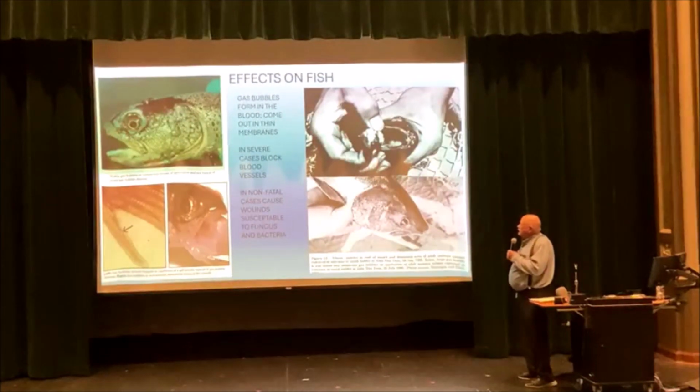These are some of the symptoms that you see on juvenile fish, the gas bubbles in the gill rays. Over here, on adults, in the mouth, on the eyes, on the operculum or the gill covers.